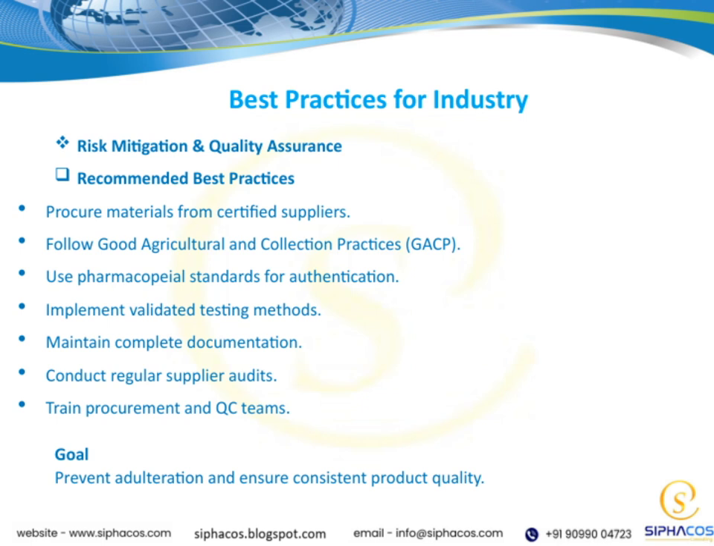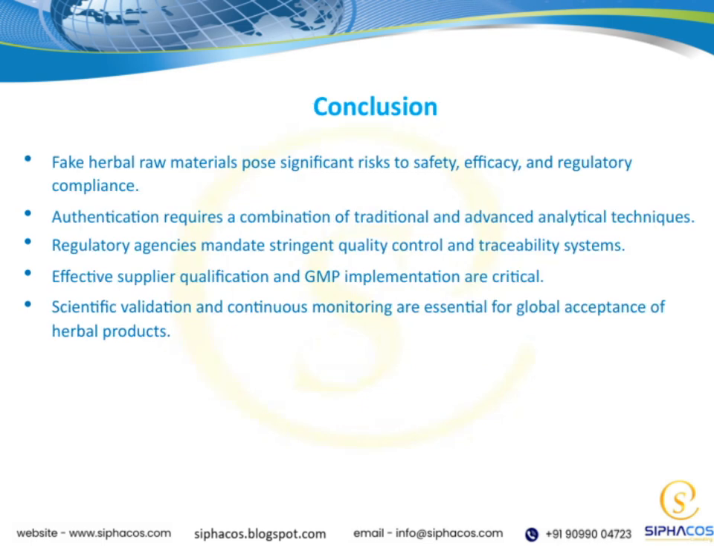The main goal here is to prevent adulteration, meaning we want to avoid any contamination or tampering, and to ensure that our products are consistently of high quality. By integrating these practices into our processes, we can build trust with our consumers and uphold our reputation in the industry. Let's wrap up with some key takeaways.